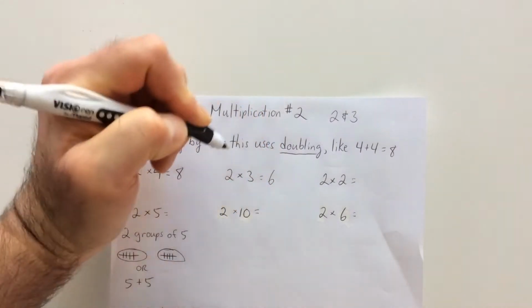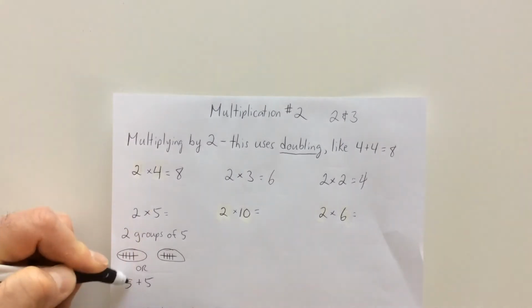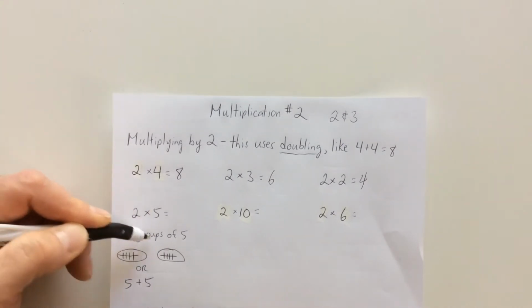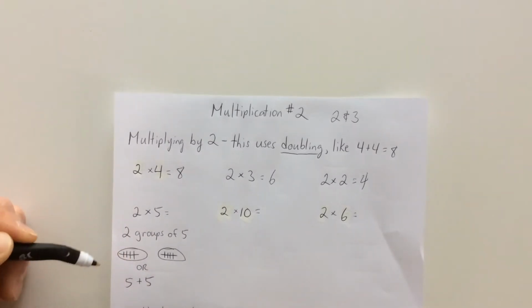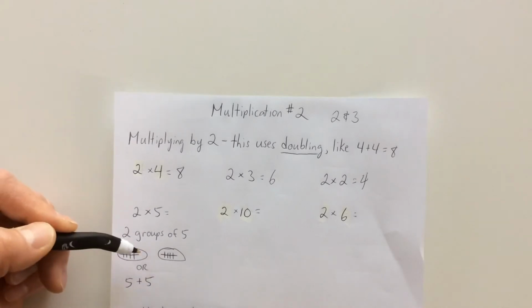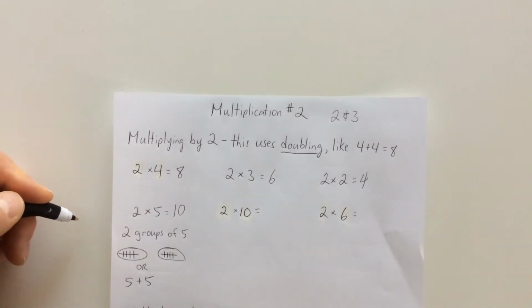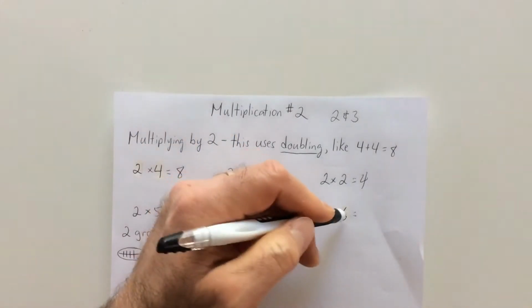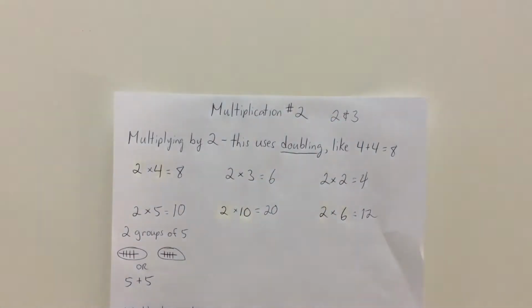So we've got 6, 4. This is the same as it says down here, 5 plus 5. Or I've drawn the picture, 2 groups of 5. So I've got 2 groups and I did the 5 tallies in each. So I go 5 plus 5 is 10. Okay, 5 plus 5 is 10. So 2 groups of 5 is 10. Doubling 10 makes 20. And then 2 groups of 6, or 6 plus 6, is 12.